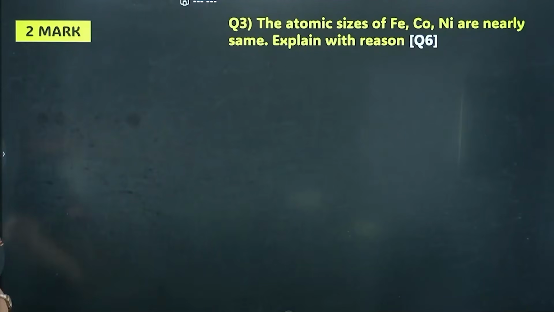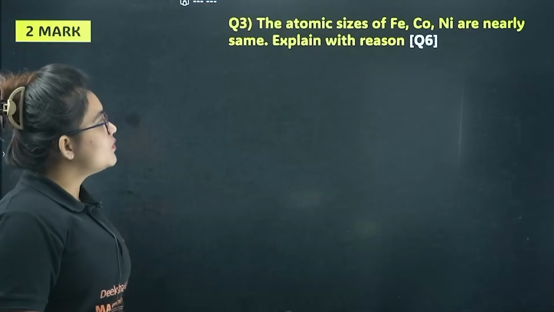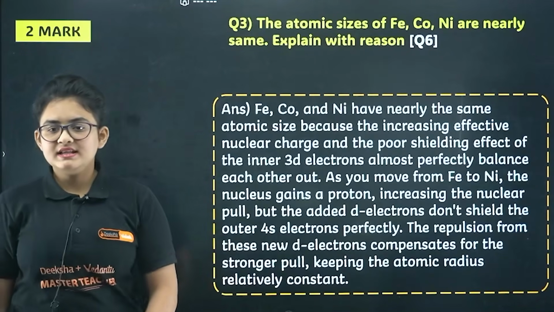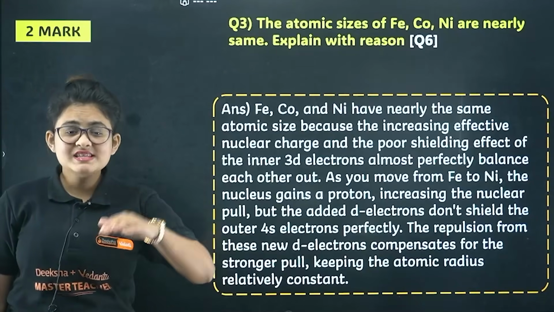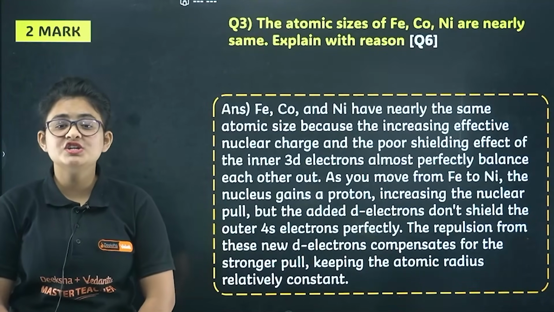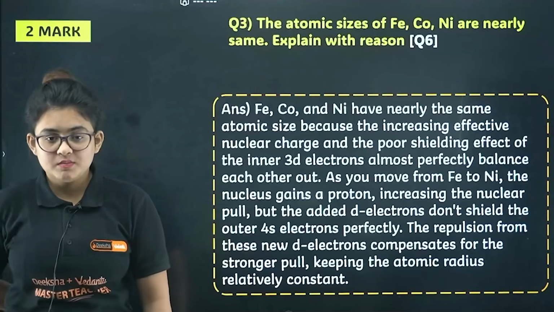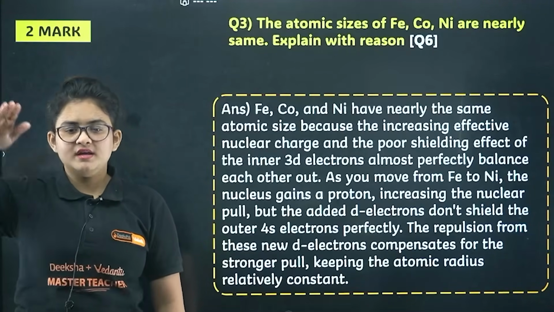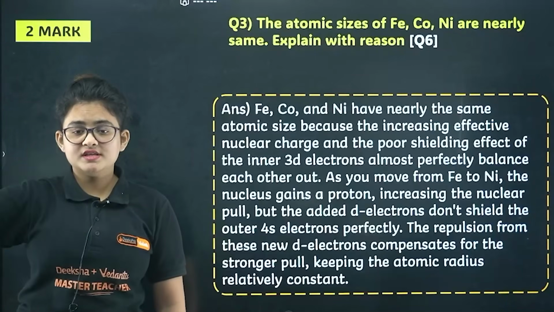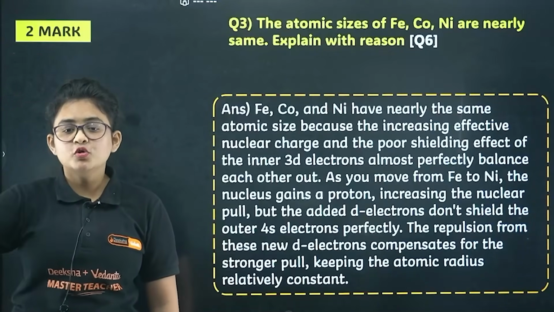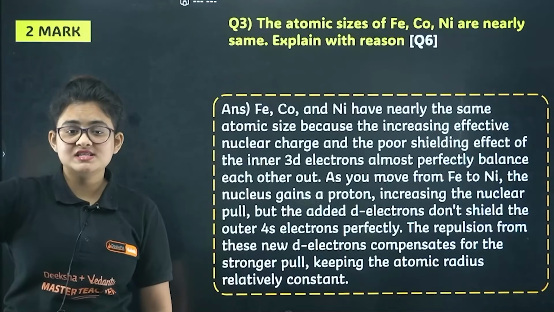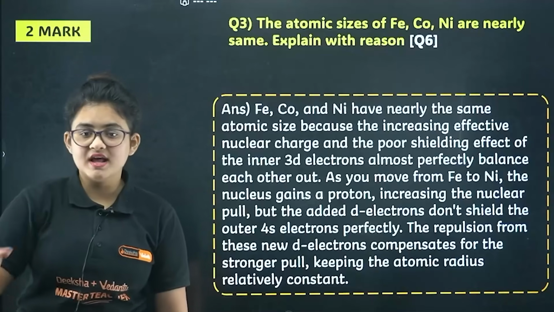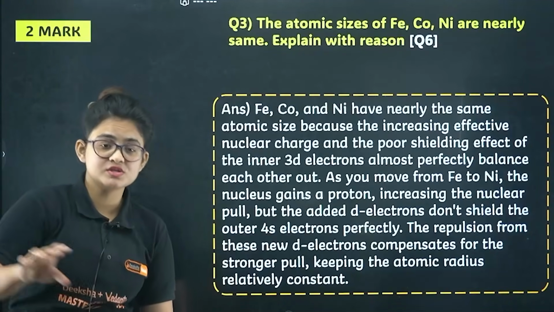Let's proceed. The atomic sizes of iron, cobalt, nickel are nearly the same. Why? Because of increasing effective nuclear charge and poor shielding effect, they balance each other properly. As you move from iron to nickel, the nucleus gains protons and the nuclear pull will increase, but in the d shell the electrons will also be added, right? So they will counterbalance each other, and as a result, the atomic radius becomes constant.